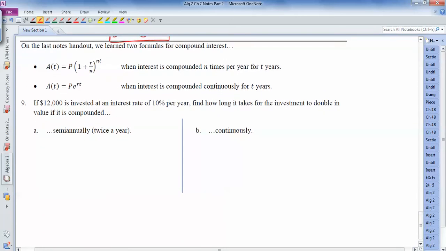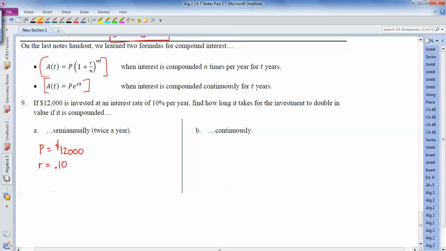Remember, we learned about compound interest. And if it's compounded a countable number of times, then you use this first formula. And if it's compounded non-stop, like there's no breaks in how often you compound, then it turns into this formula that involves e instead. Okay, so let's see, we've got 12, and p is the initial investment. So we've got $12,000 invested initially. And the rate is 10% per year, so I'm going to put 0.10 for the rate.